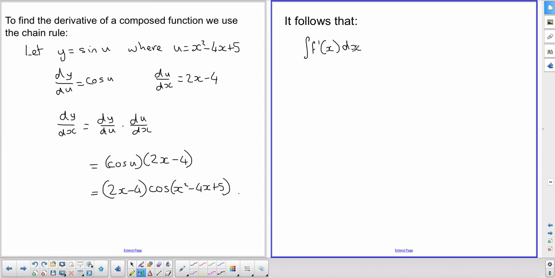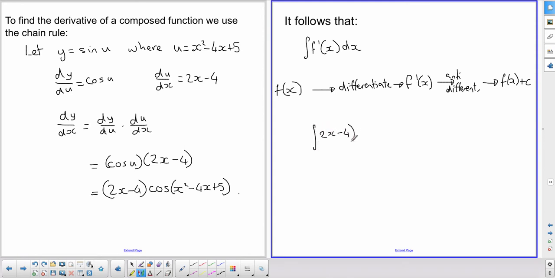So it follows that if I take the antiderivative of a derivative, we're back to where we started. That's a little diagram. Suppose I begin with f of x and I differentiate f of x. I get f prime x. Then if I antidifferentiate that, I'm back to f of x. Oh, plus c.